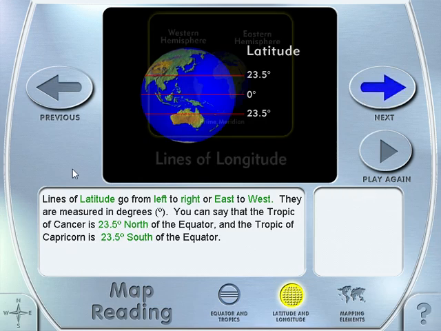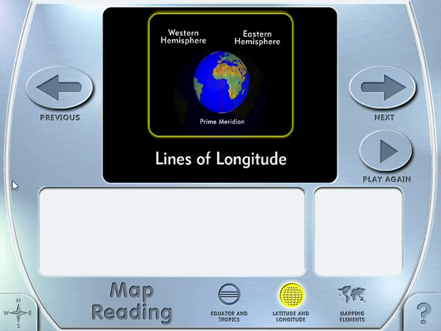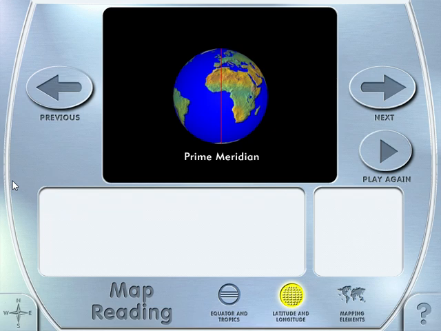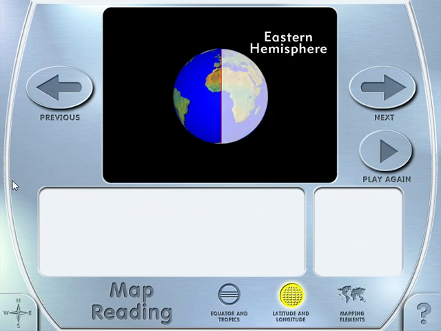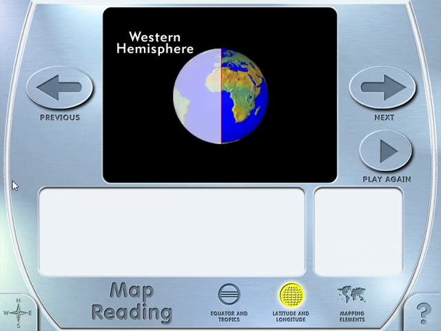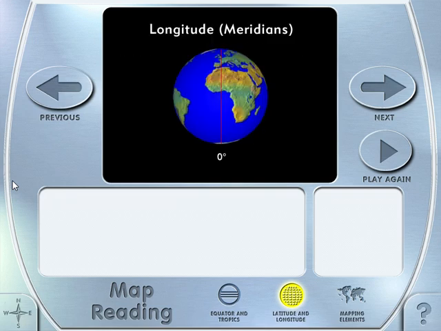Next, lines of longitude. The imaginary lines going from the top to the bottom are known as lines of longitude or meridians. The prime meridian divides the Earth into the eastern hemisphere and the western hemisphere and is said to be at 0 degrees. Longitude lines are needed to divide the world further into reference points for mapping purposes.